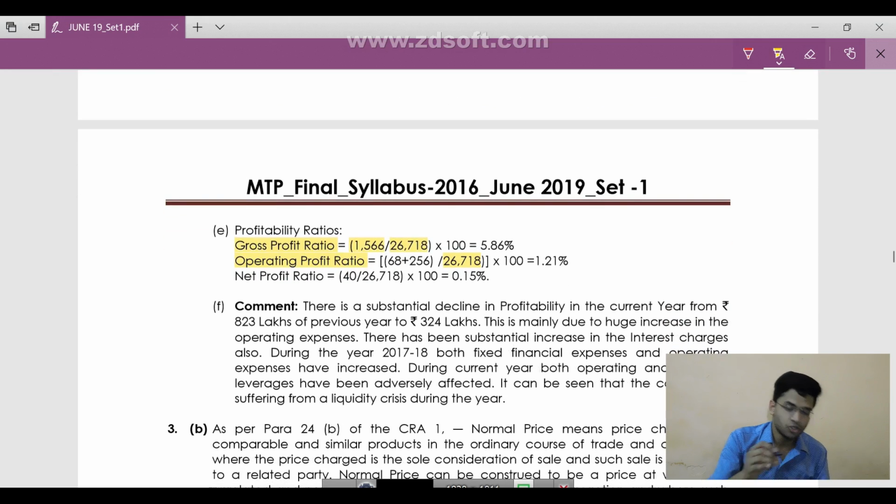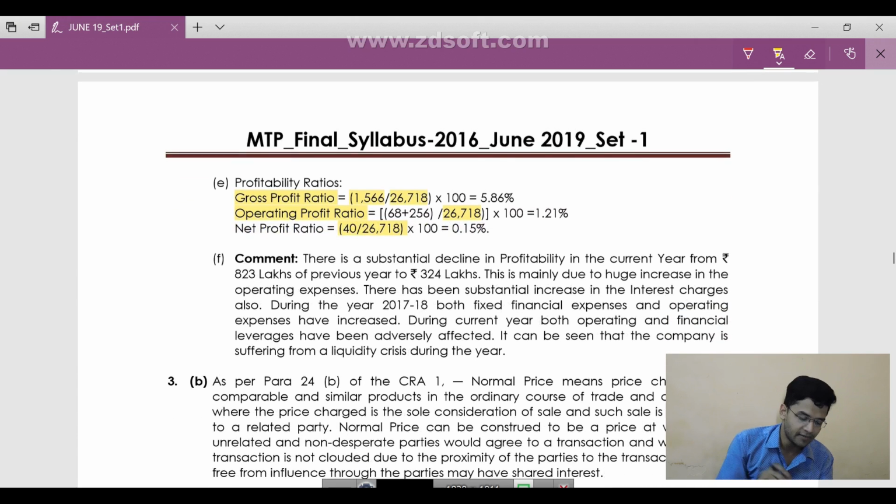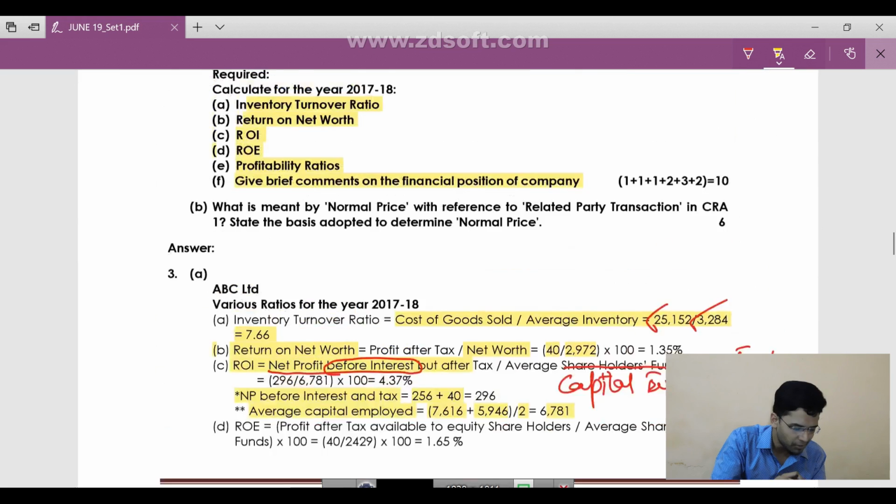Next will be net profit ratio, guys. Net profit is profit after tax divided by sales, which is 40 divided by 26718. Now the simple comment which you have to write is just compare the profit of the earlier year with the current year, and then just tell the examiner whether it has increased or decreased. This is the simple comment which you have to give while analyzing this particular ratio. It is pretty much simple and straightforward.